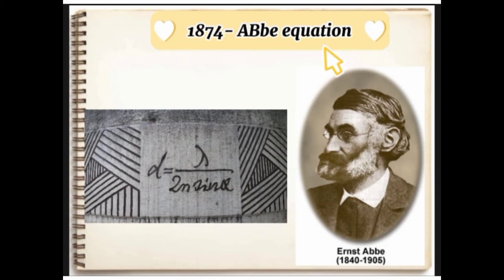1874, Abbe equation. Ernst Abbe writes a mathematical formula that correlates resolving power to the wavelength of light. Abbe's formula makes it possible to calculate the theoretical maximum resolution of a microscope.